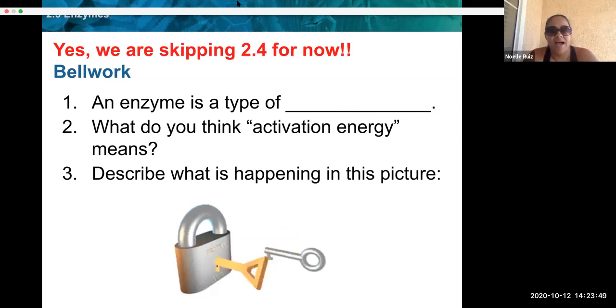Good. Activation energy. If we split that up to the word activate and then the word energy, what do you guys think that means? What does it mean to activate something?